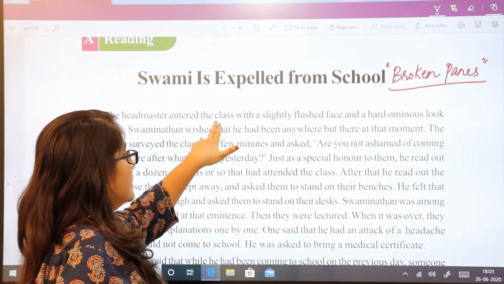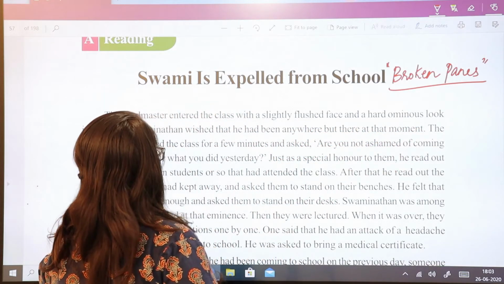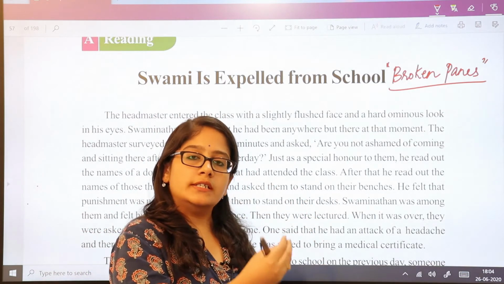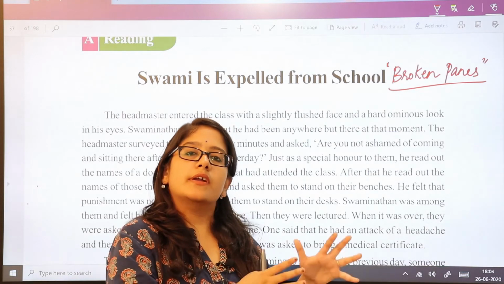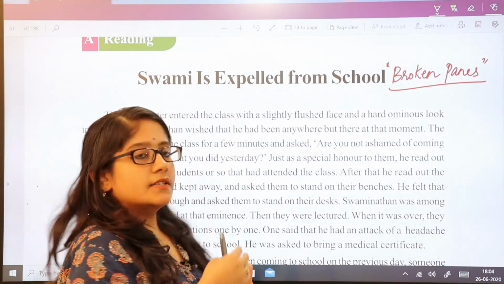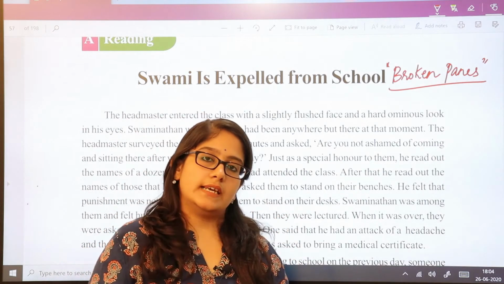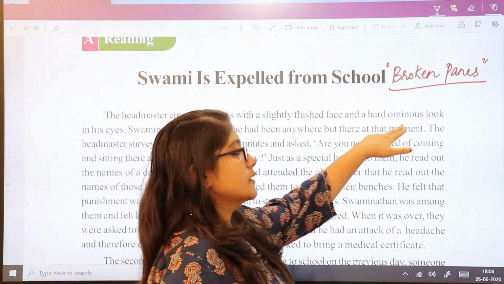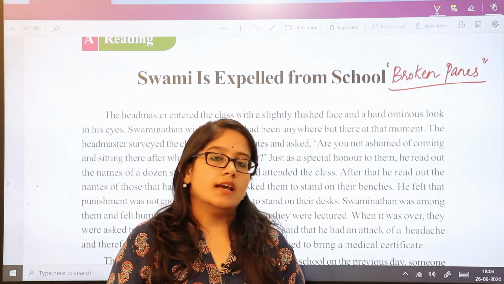The headmaster entered the class with a slightly flushed face and a hard, ominous look in his eyes. So now Swami is in school. Remember, few of the children were already inside the classroom while the protest was going on the previous day. Few others were out. Among those few students, Swami was one of them. So the headmaster is very angry and he entered the class with a flushed face. Flushed means extremely angry face, and a hard, ominous look. Ominous means a suggestion that something bad is going to happen.